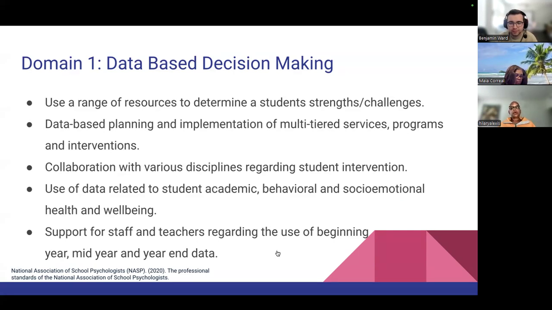And we also support our staff and teachers, not just students, but staff and teachers regarding how to use data to monitor students' progress throughout the school year and what kind of interventions might be helpful to the students.